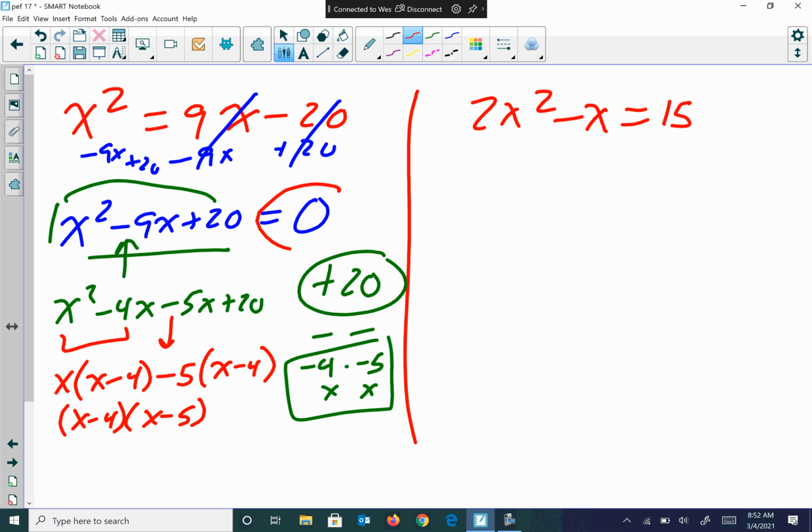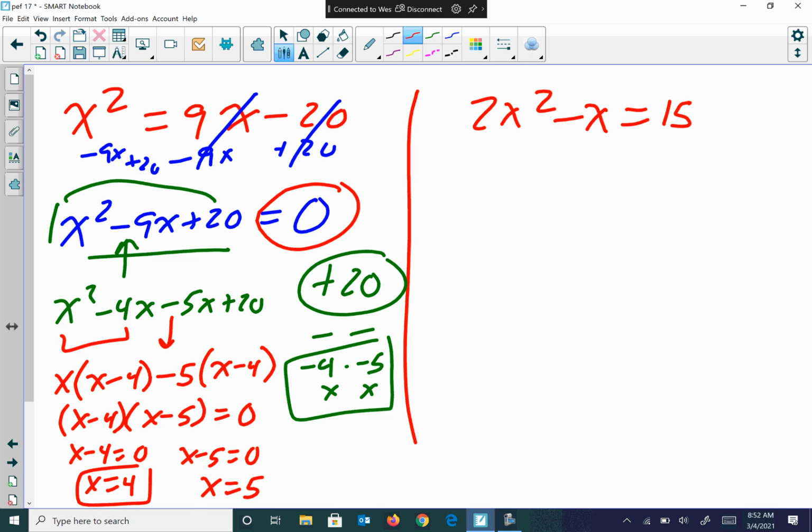It was equal to 0 once we modified it. So I'm going to get x minus 4 equals 0. So add 4 to both sides. X minus 5 equals 0. Add 5 to both sides. There's my 2 answers.